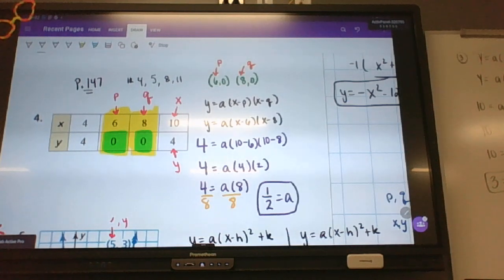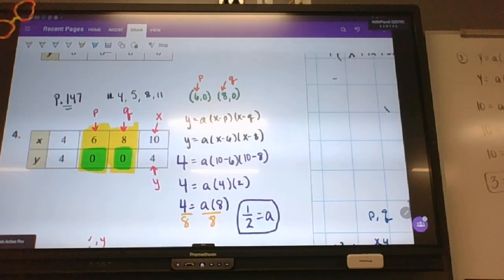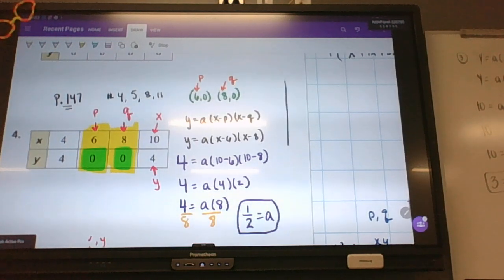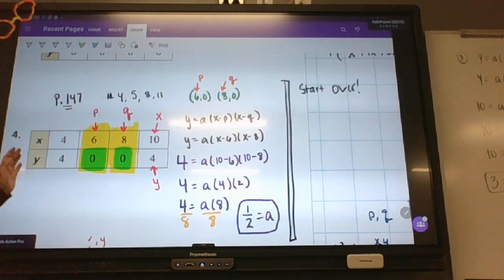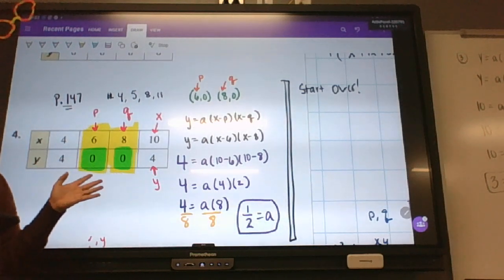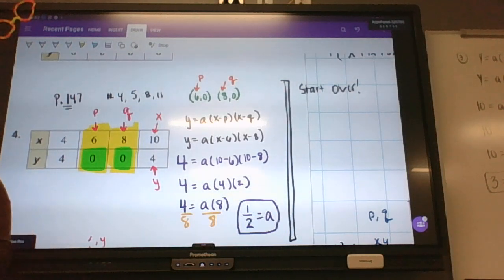Aiden, do you know the vertex of this? Alright, so I got my 1/2. Who's got a question right now about how we came to 1/2 A? Alright, I'm going to start over. We got to do it again. Because our end game is to have a standard form equation. It doesn't say find A. It says write an equation. You have to know A to write the equation. So I'm going to start over.